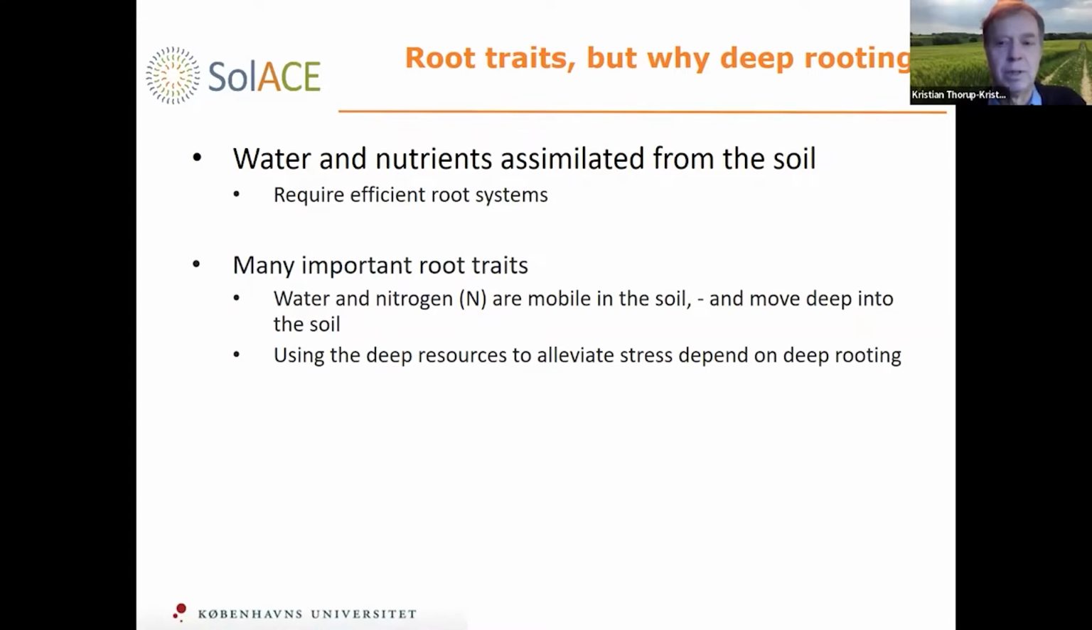And for the cropping system to be efficient, it has to have deep roots and be able to recapture those resources. It's most well understood for water, where we typically have a winter period with surplus precipitation. This water will move down into the soils, and unless we can access that during summer, we will experience severe drought and yield loss.